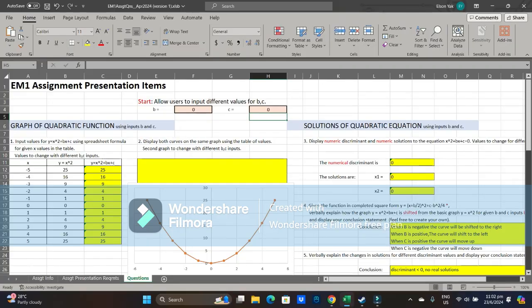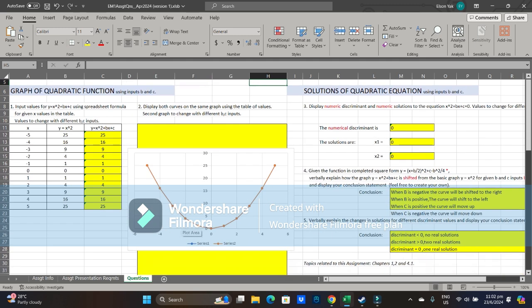So today we will be talking about the graph of quadratic functions using inputs b and c. Over here we have a graph which has two series, series 1 and series 2. Series 1 represents x to the power 2, while series 2 represents x to the power 2 plus bx plus c.